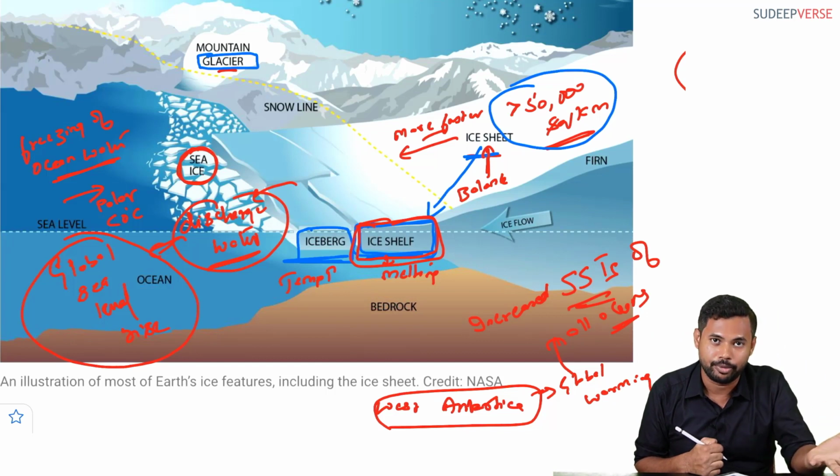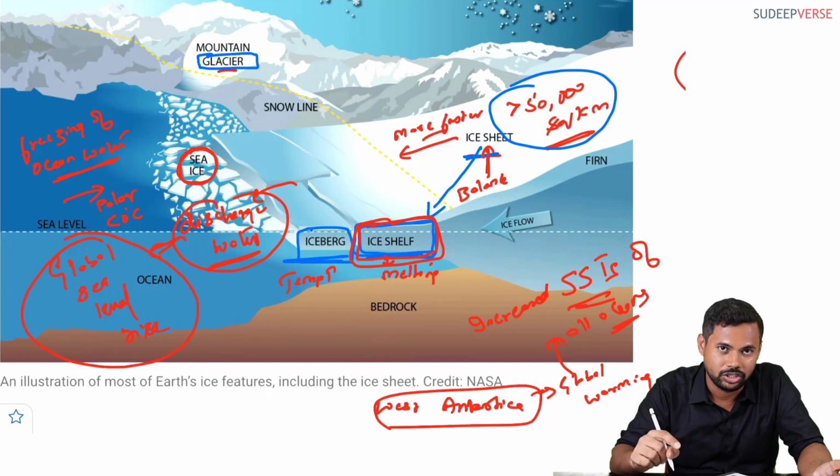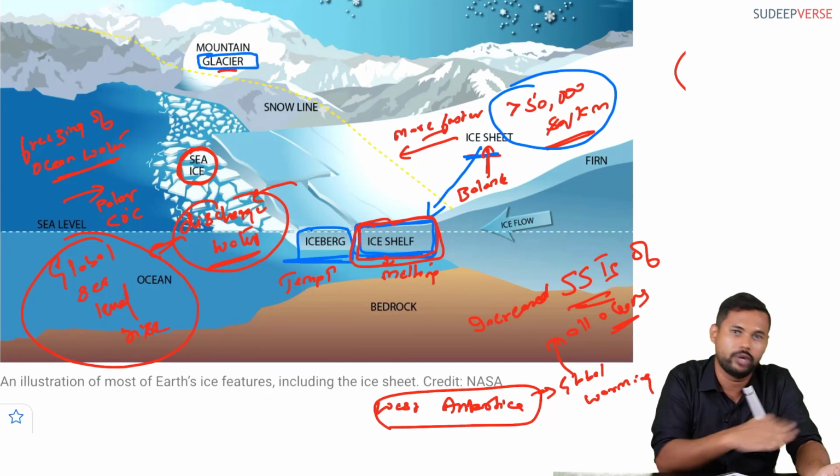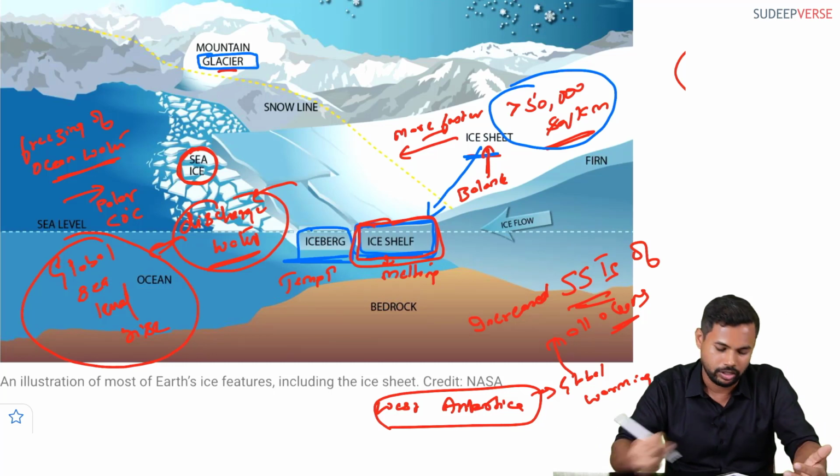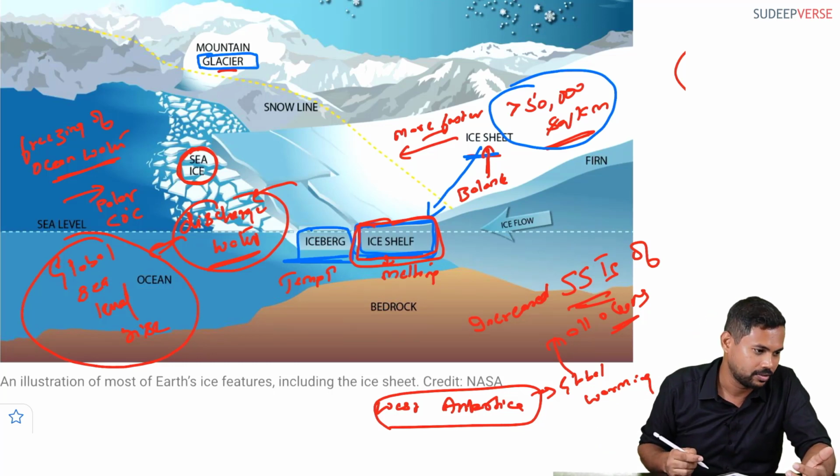Water, being at warmer temperatures because of global warming, will melt the glaciers. The glaciers will discharge more and more water into the oceans. That will result in global sea level rise.